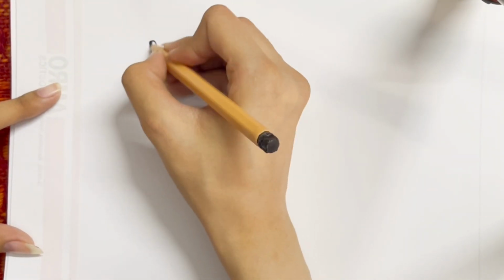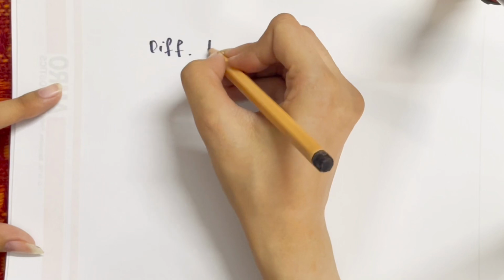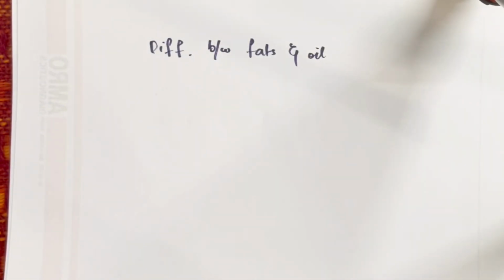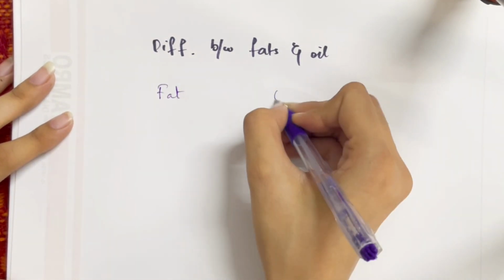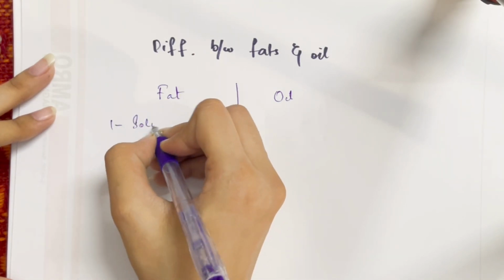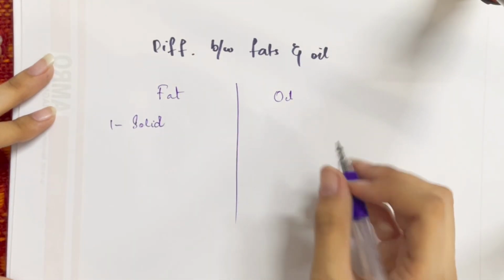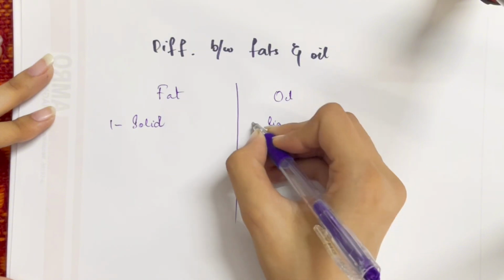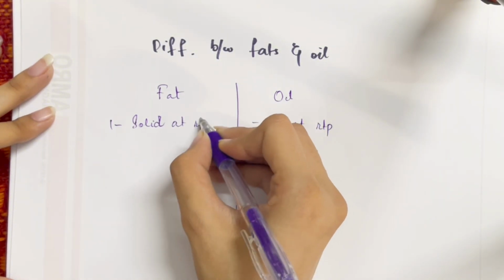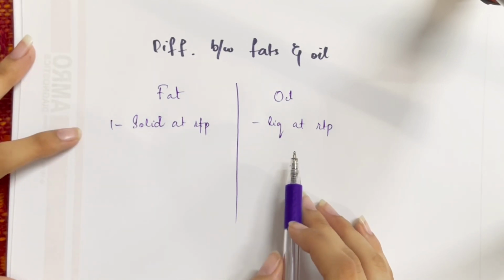Number one is: what is the difference between fats and oil? This is mentioned in your syllabus. What is the difference between fats and oil? Let's make a column. Fats are basically solid and oils are basically liquid at room temperature. RTP stands for room temperature. Fats are solid and oils are liquid at room temperature.